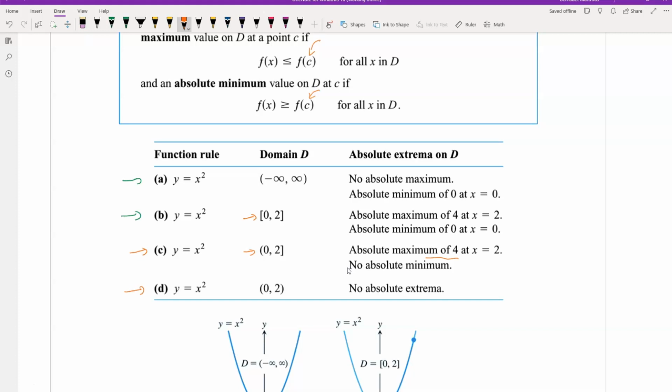Part D, y equal to x squared. Now here the interval is (0, 2), but the difference between this one and part B is that here we have an open interval, it's not closed. So because of having an open interval in this case, we don't have an absolute maximum and we don't have an absolute minimum, or we can say no absolute extrema.